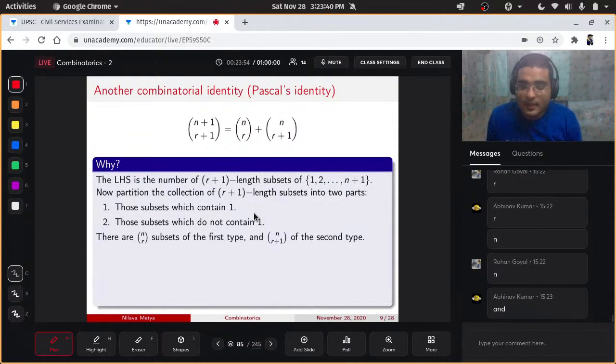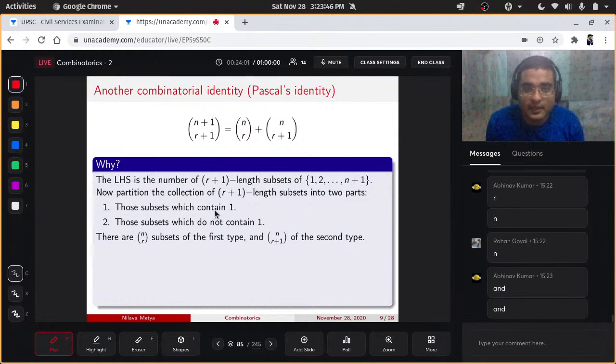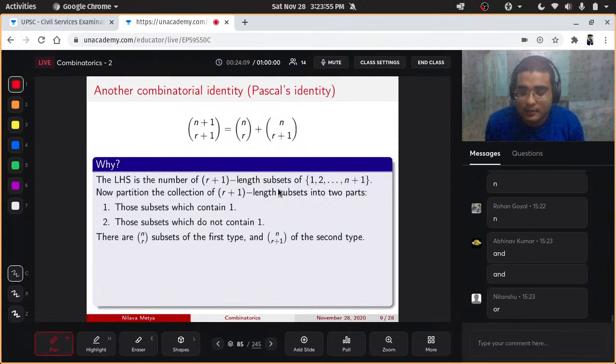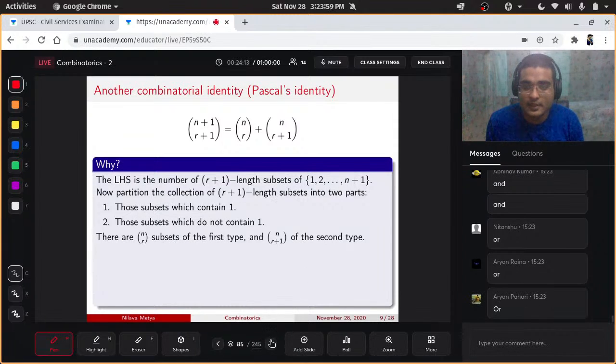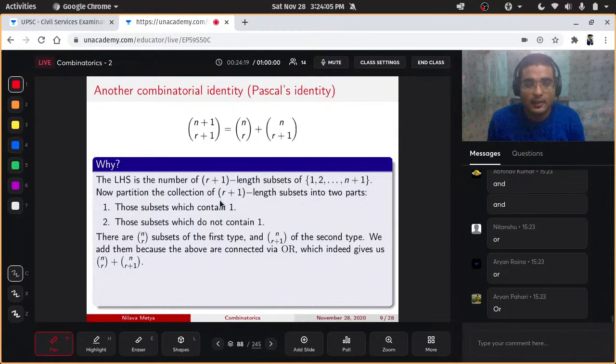So I'm saying that a subset can either contain a 1 or it cannot contain a 1. Is it connected via "and" or "or"? Right, they are connected via the conjunction "or". So we add them because they are connected via "or", and it gives us this right hand side.